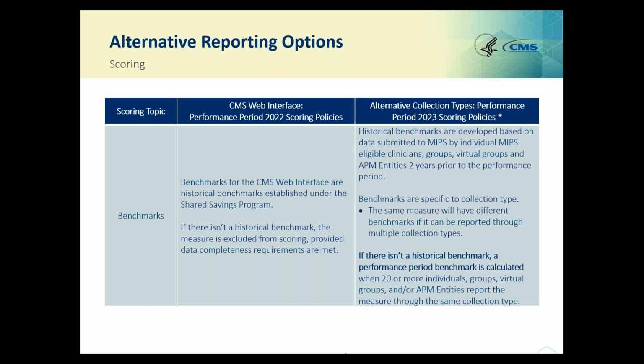So historical benchmarks are developed based on data submitted to MIPS by individual MIPS eligible clinicians, groups, virtual groups, and APM entities 2 years prior to the performance period. Benchmarks are specific to collection type. The same measure will have different benchmarks if it can be reported through multiple collection types. If there is not a historical benchmark, a performance period benchmark would be calculated when 20 or more individuals, groups, virtual groups, and/or APM entities report the measure through the same collection type. Next slide, please.